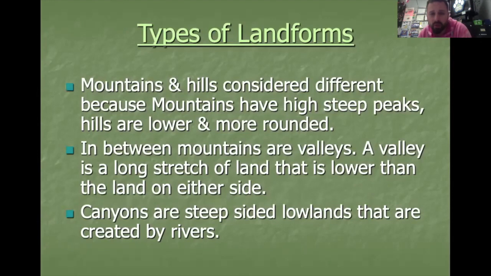So this week we're going to be looking at a couple of different things. We're going to be looking at mountains and hills. These are considered different because of the steep peaks and the other hills that are lower and more rounded. It's basically an elevation thing. I'll give you those elevations later. In between mountains are valleys, and a valley, much like anything else, is just lower land. That's all we're describing.